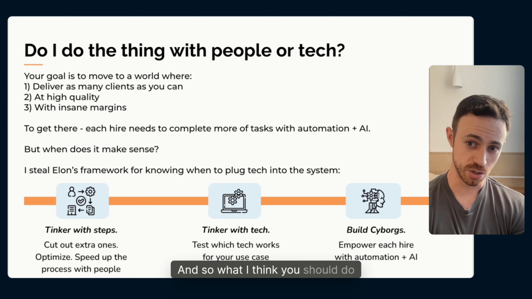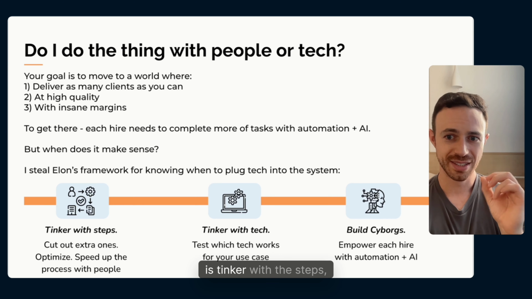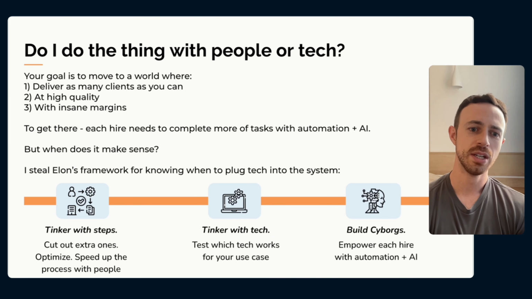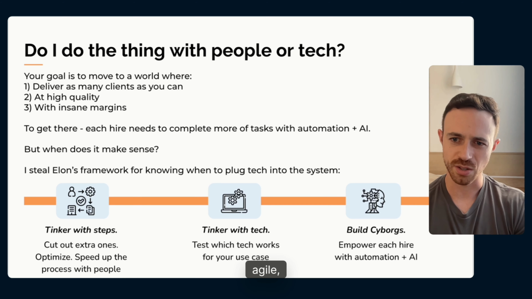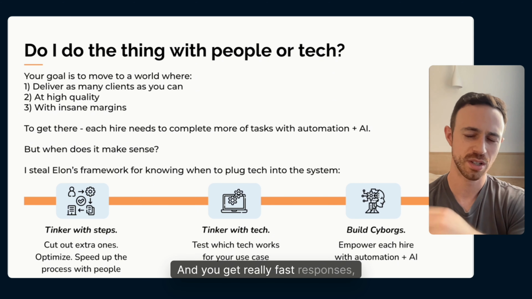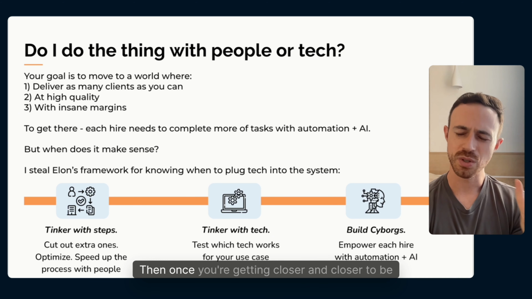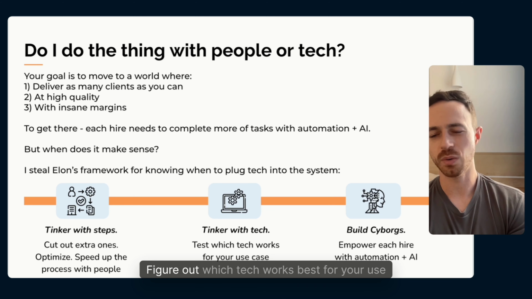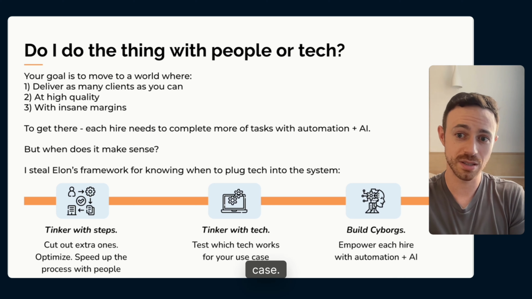So what I think you should do is tinker with the steps, right? Nail the steps, cut out extra steps, optimize them, speed up the process using people because it's just so agile, and you get really fast responses, all that kind of stuff. Then once you're getting closer and closer to being confident with the steps, start tinkering with the tech. Figure out which tech works best for your use case.